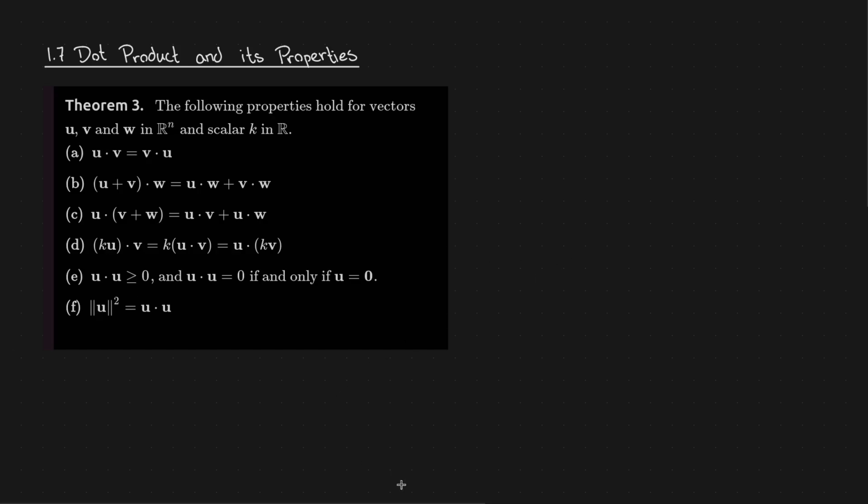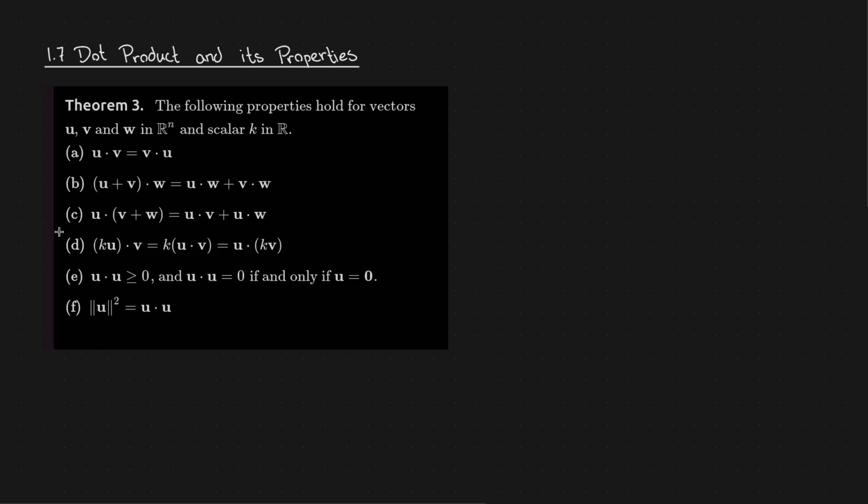Okay, so some of these will look familiar. We have commutativity. U dot v, v dot u, it's the same thing. It doesn't matter which vector comes first in a dot product. We have distributivity. We can distribute either from the right side or we can distribute from the left side. It works. Okay.